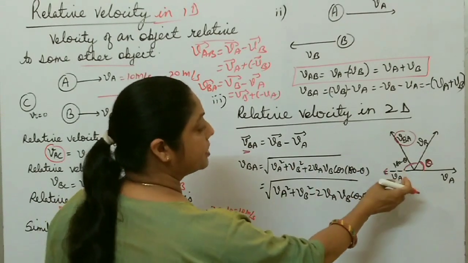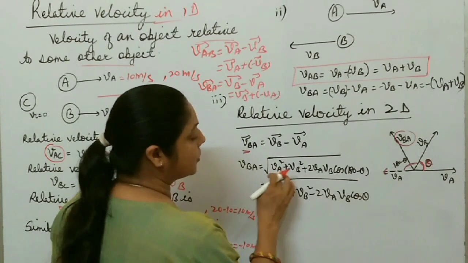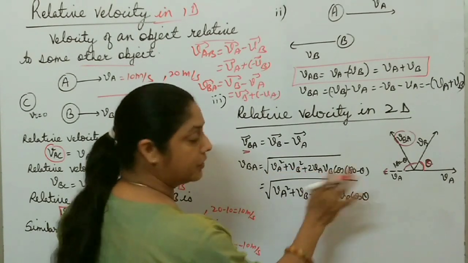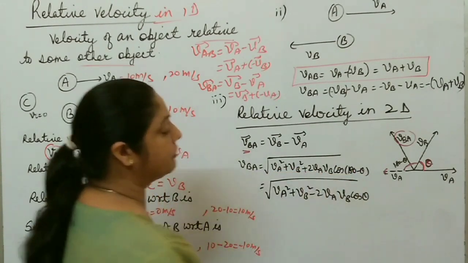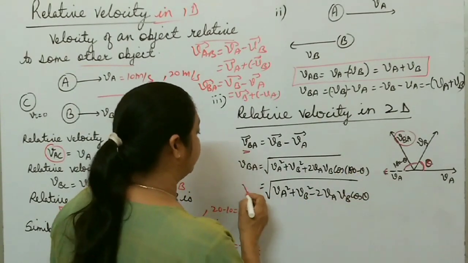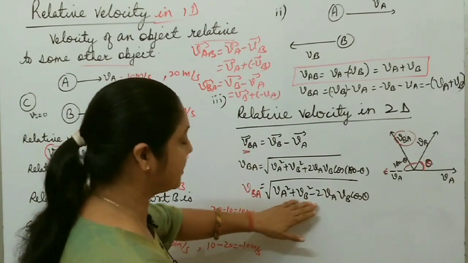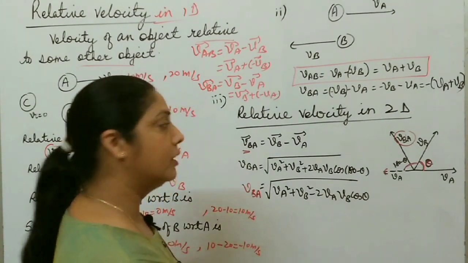Here there are two velocity vectors, VA and VB. The angle is 180 minus theta. So under root VA square plus VB square plus 2 VA VB cos of 180 minus theta. And cos of 180 minus theta is what? Minus cos theta. So the relative velocity of B with respect to A becomes under root VA square plus VB square minus 2 VA VB cos theta.